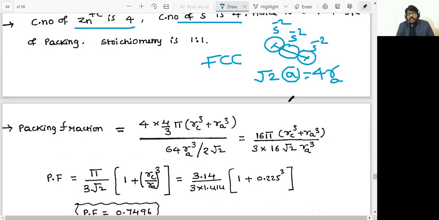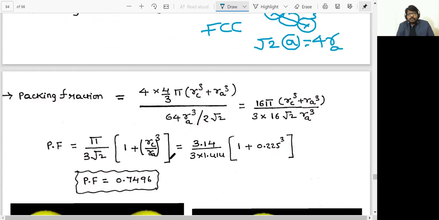And you can see Rc cube by Ra cube, Ra cube by Ra cube, that is 1. And if you can recollect, this is actually occupying which void? Tetrahedral void. And for the tetrahedral void, the range is 0.225 to 0.414, that is 0.414 is not included. And here 0.225, always I told you for ideal calculations.